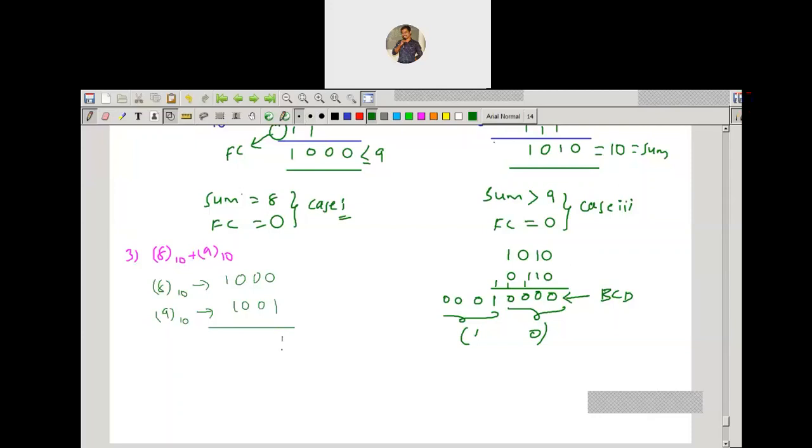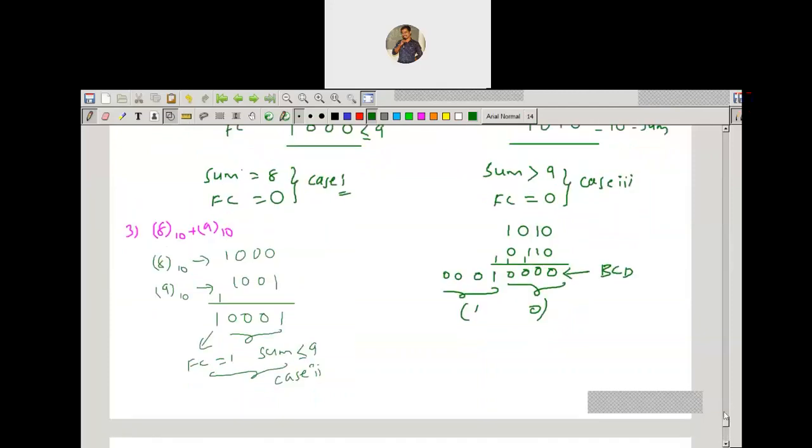Here 1, 0, 0. 1 plus 1 is what? 0 with carry 1. 0 with carry 1, right? This is the final carry. So this is called the sum. This is the final carry. And the sum is less than or equal to 9, and the final carry equals 1. This comes under case 2, right? So again here you have to add 6 to the obtained answer.